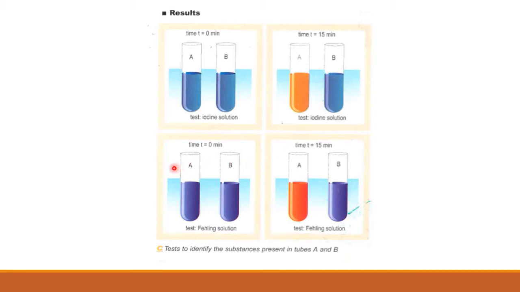For Fehling test, both tubes A and B give dark blue color at the beginning of the experiment, whereas at the end of the experiment at t equals 15 minutes, in tube A it gives brick red precipitate, whereas in tube B it gives dark blue color.